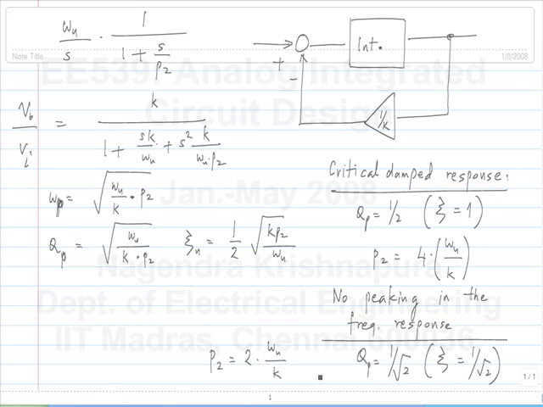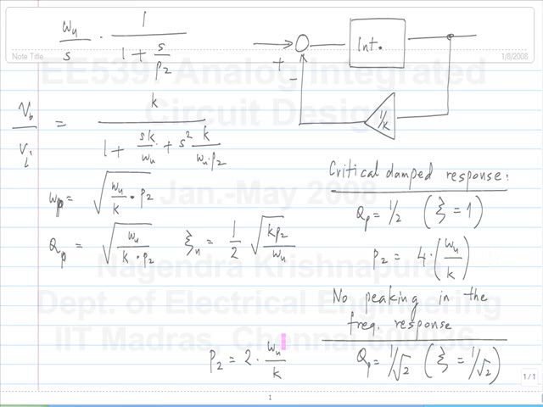Okay. So, you can see that the second pole has moved to a lower frequency. If you have it at 4 times omega u by k, it gives you critically damped response. In this case, it has moved to a lower frequency, and you get a response with no peaking. And this is also the largest bandwidth that you are going to get. Okay. So, we will see that soon.